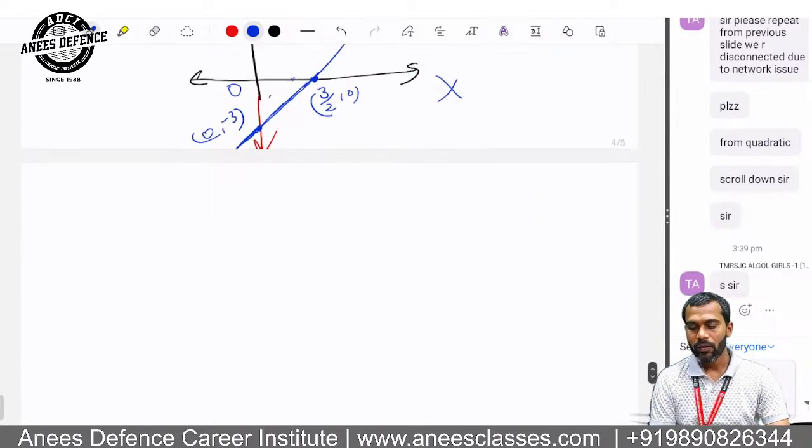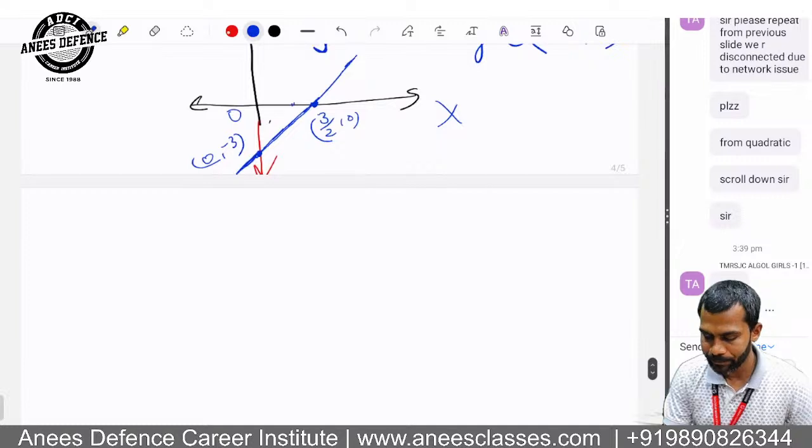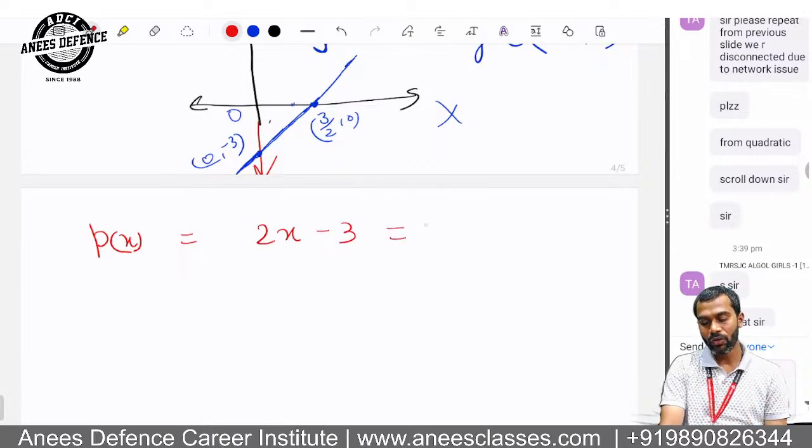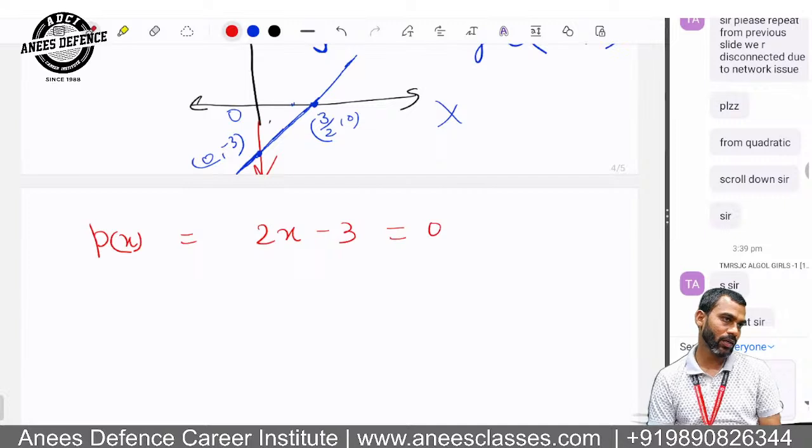Okay. Now see, suppose we have p of x is equal to the same expression, which becomes an equation here. So it was 2x minus 3 equal to 0. So this is a polynomial equation. Now we need to find out the roots. I hope everyone knows how to find the roots of quadratic and linear equations. Yes or no?